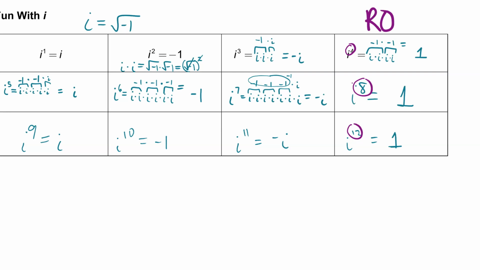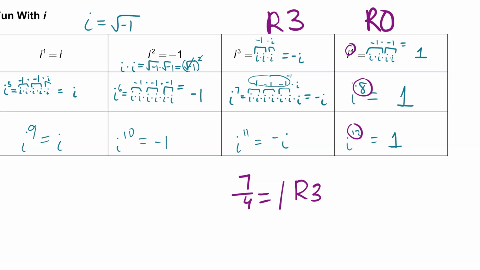Okay, what about if I take things in the second column? What is 7 divided by 4? 1 with 3 remainder. Why do we divide by 4? Because there's a pattern. It's 4 different choices. It's either going to be i, negative 1, negative i, or 1. There's 4 different numbers we could have.